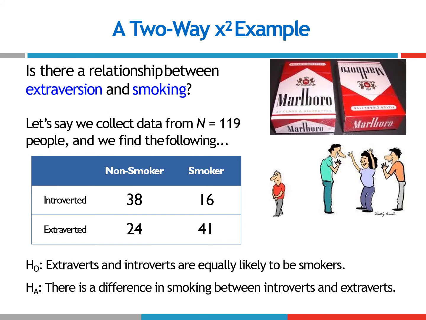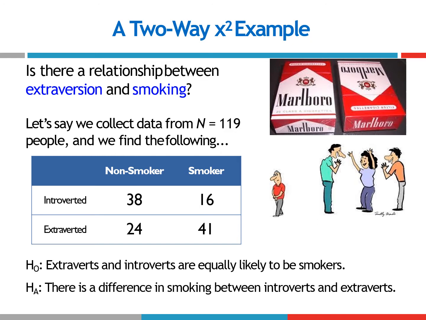Again, with the two-way chi-square, we are looking for a potential relationship between two different categorical variables. Or another way of saying that is we are looking to determine whether the percentages we observe in one group are different from the percentages we observe in another group. Let's look at a hypothetical example.